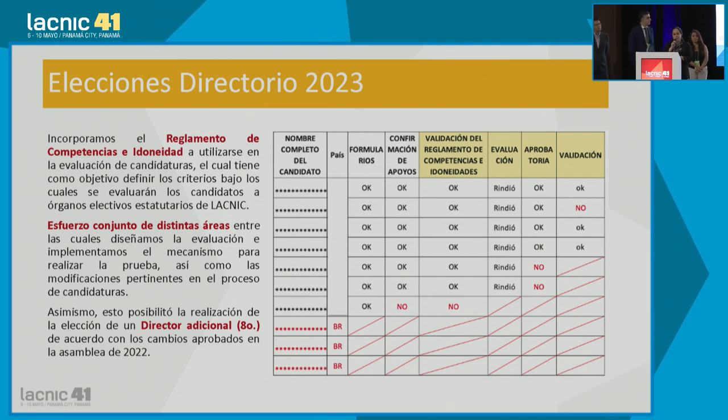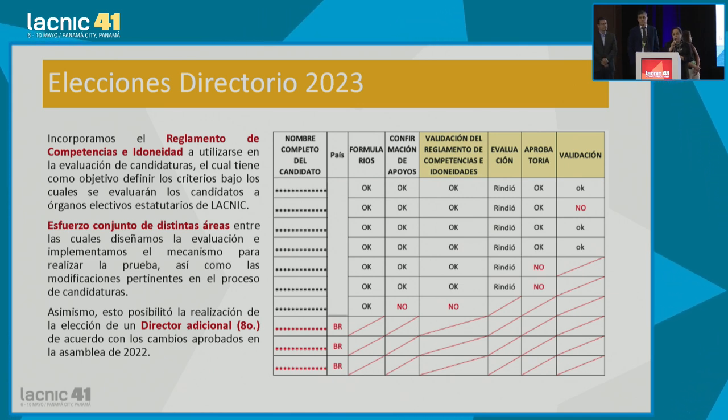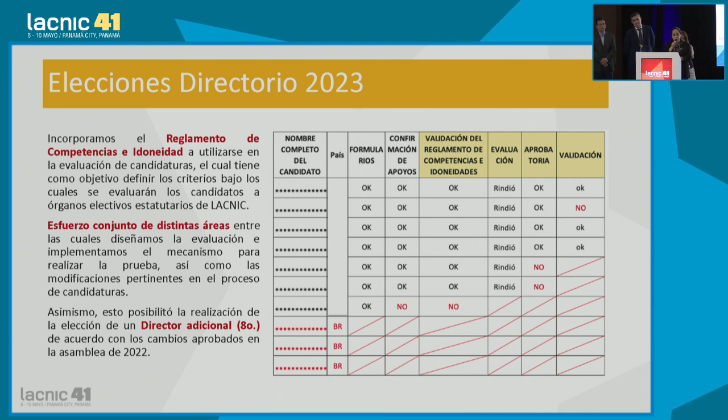Here you have a brief summary of the process of elections of the board 2023. Eight forms had been received, seven of which had the appropriate support of the entities. This was a requirement by the statutes. So these people took an exam. There's a minimum percentage that needs to be reached, and four approved it, and finally this went through a validation where they check that the applicant completed the full exam following the rules of procedure.